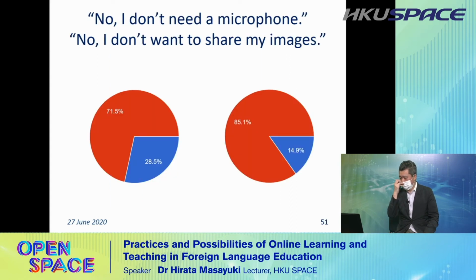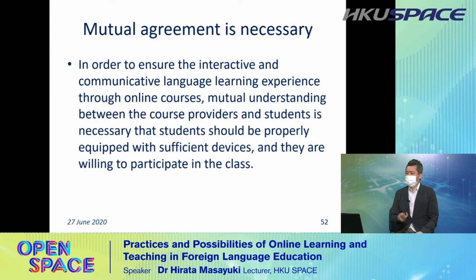So this shows a difficulty in the beginning, that we couldn't do much interaction between ourselves and the students. Mutual agreement is necessary in order to ensure an interactive and communicative language learning experience through online courses. Mutual understanding between the course providers and students is necessary: the students should be properly equipped with sufficient devices and be willing to participate in the class.